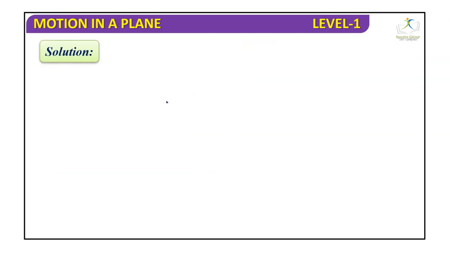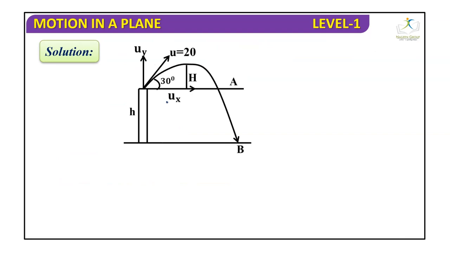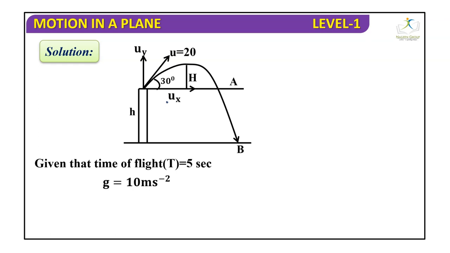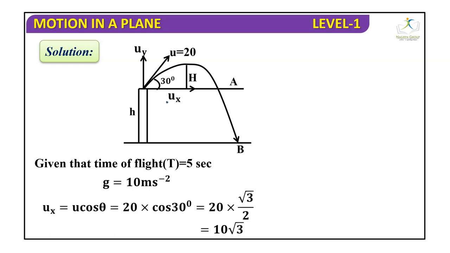So now we'll move with the solution part. As you can see, this is the situation for a projectile motion. Given that the time of flight t is equal to 5 seconds and g is equal to 10 meter per second square. ux is equal to u cos theta, which is 20 into cos 30, 20 into root 3 by 2. Root 3 by 2 is the value of cos 30. I hope you understand. After division, we get 10 root 3.